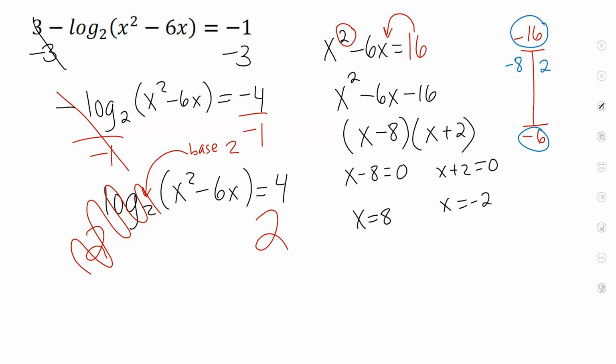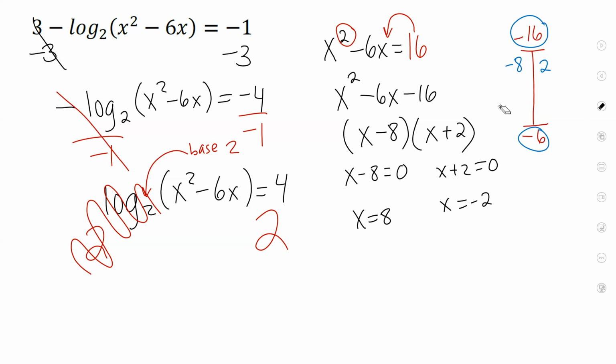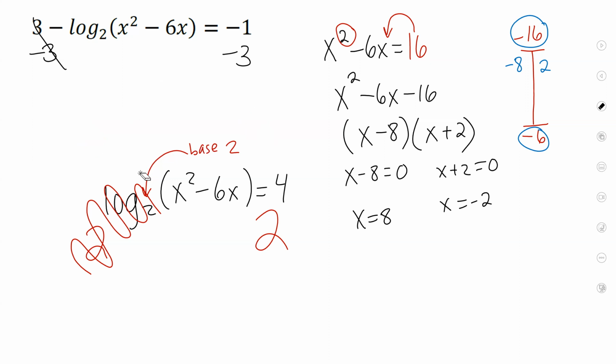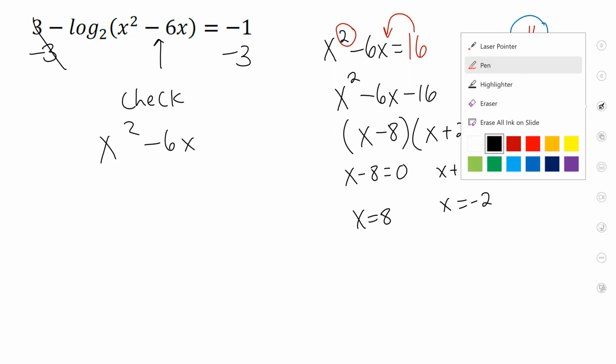Okay, guys, we have to check. We cannot just accept both of these answers. We have to check. So guys, let's do this together. I'm going to erase this over here. You should have that written down, hopefully. We're going to check over here. I need y'all to copy. Just this inside needs to be positive, okay? So the inside is x squared minus 6x. I need that to be positive.